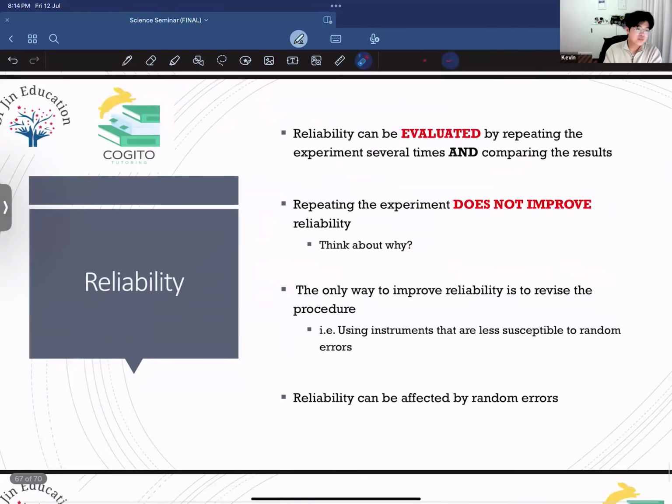Cool. Last but not least, reliability. Now, this is important because lots of students get this wrong, not everyone. Reliability can be evaluated by repeating the experiment several times and comparing the results. Repeating the experiment does not improve reliability. Why? Does anyone want to tell me why?